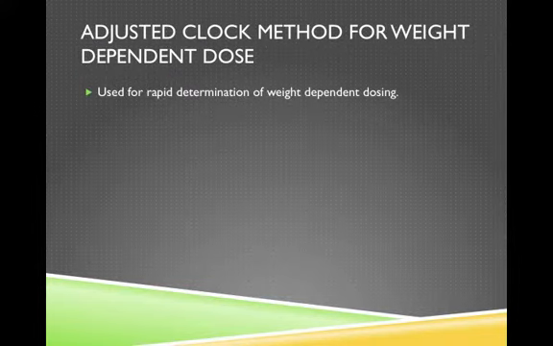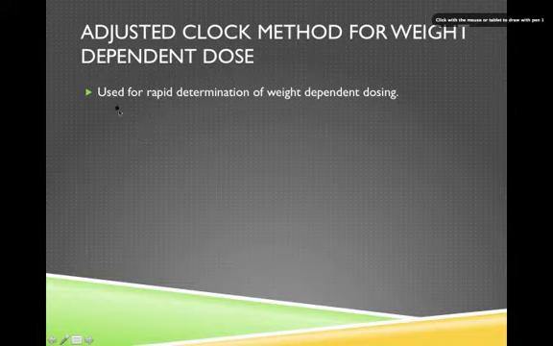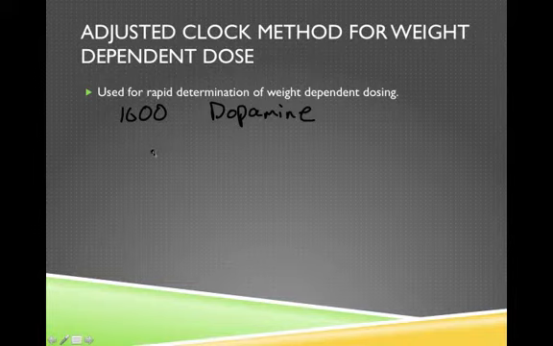This is a clock method, or an adjusted clock method, for determining a weight-dependent dose. But the thing is, on a clock method, you have to know what the values are in your concentration strength. So I'm going to give you a brief overview of this here really quick, and I'm going to show you how I got to these numbers as well. So we take 1,600, and that's our normal concentration strength for single strength dopamine. And we're going to divide that by 60.